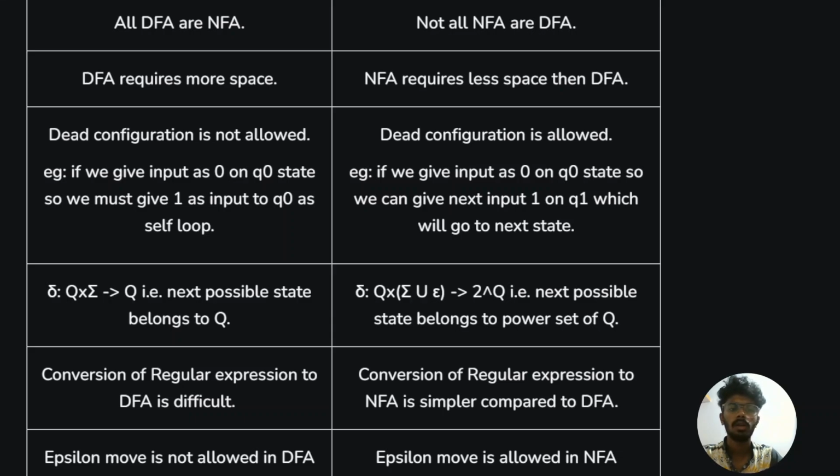As a function, in DFA, Q cross sigma gives Q, that is, the next possible state belongs to Q. And in the NFA, Q cross sigma gives 2 power Q, that is, the next possible state belongs to the power set of Q. Conversion of regular expression to DFA is difficult. Conversion of regular expression to NFA is simpler compared to DFA. Epsilon is not allowed in DFA. Epsilon is allowed in NFA.